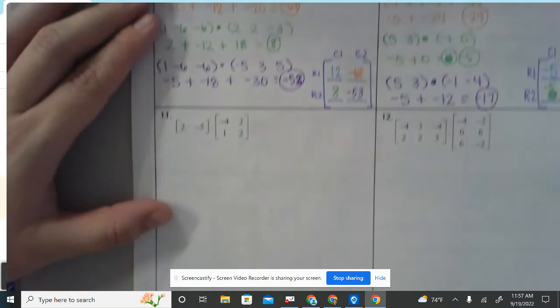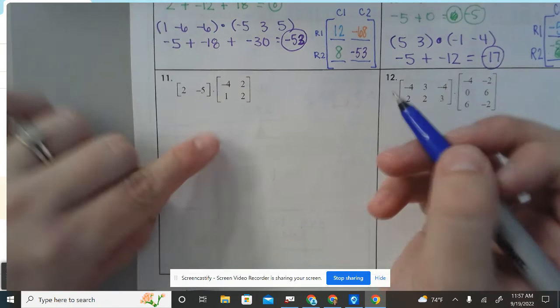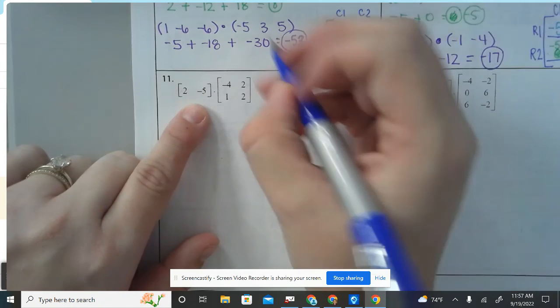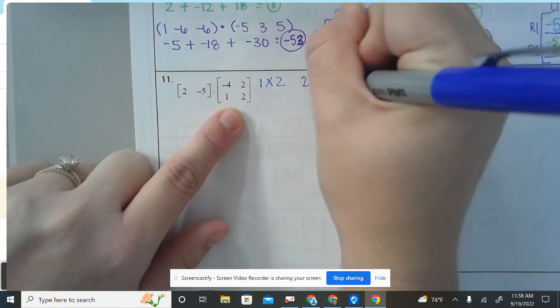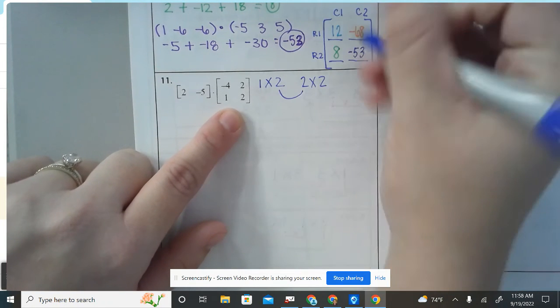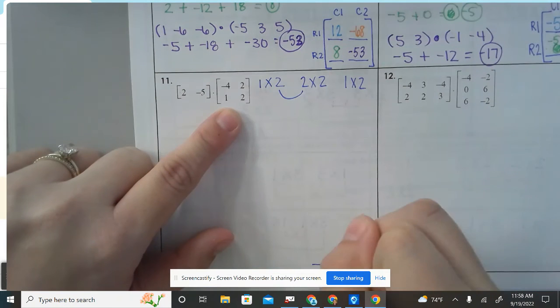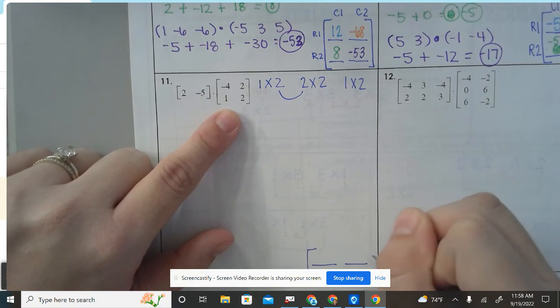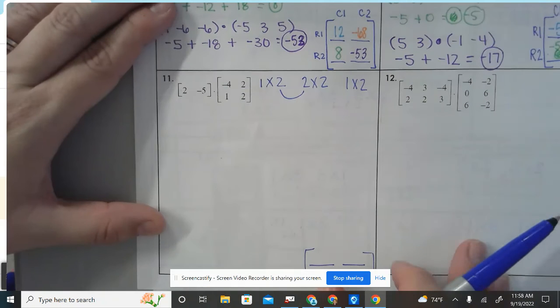Let's look at number 11. What's the dimensions of my first one? 1 by 2. And the other one? 2 by 2. Can it be done? My answer is going to be a 1 by 2. This one's going to be a lot faster.